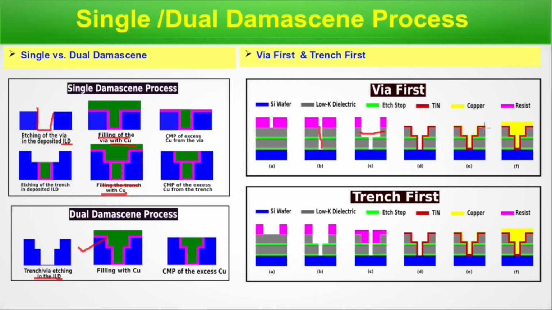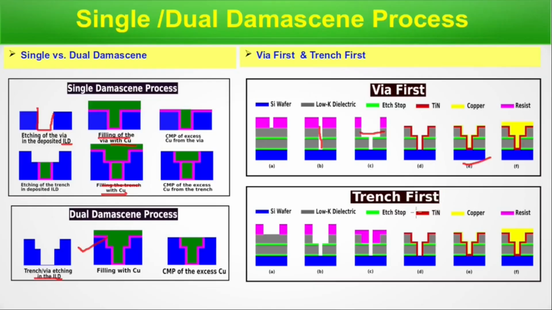In the Damascene process, copper is deposited using electroplating. For that, a seed layer is required, so that is done in this step. And then copper is deposited, and obviously after that CMP will get done to remove the excess copper.